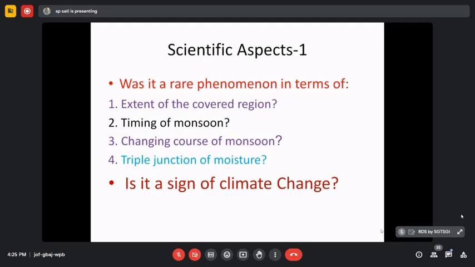Now, I have already said that because of this low pressure zone, one moisture came from the Bay of Bengal, another from the Arabian Sea, and the western disturbance was already there. So this was a triple junction of the moisture, which was a rare phenomenon. So is it a sign of climate change? Well, with one single event, nobody can project this, or nobody can predict whether it was climate change.